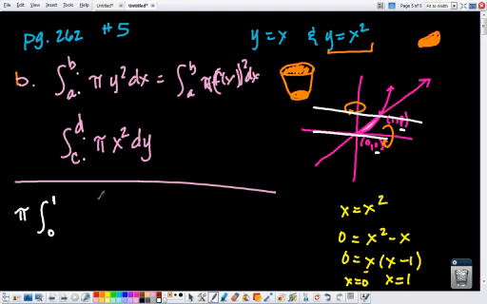Now we're going to look at the x squared, so we have to have everything in terms of x. Well, this one's easy because x equals y. So we end up with y, and x has to be squared, so we square it, dy. Let's go ahead and integrate. When I do that, I get 1/3 y cubed, from 0 to 1. Okay, so there's that one.